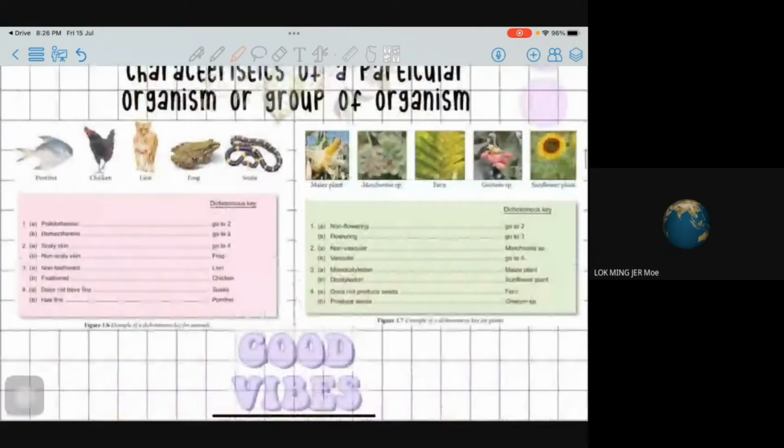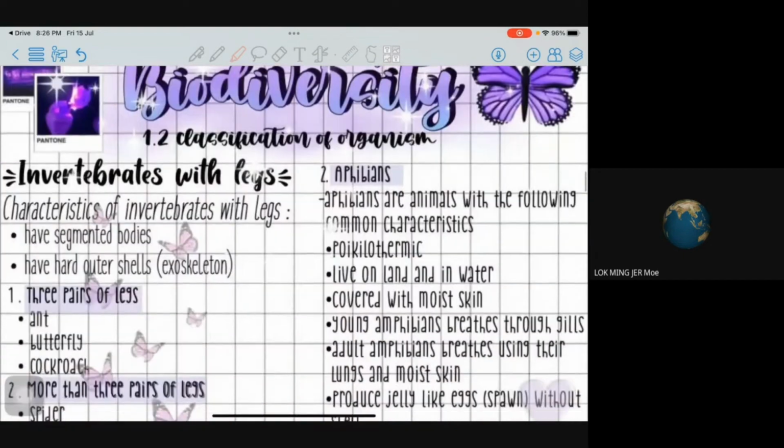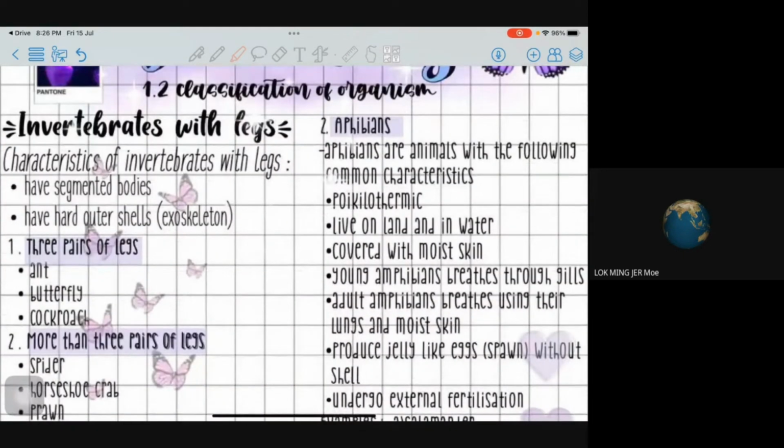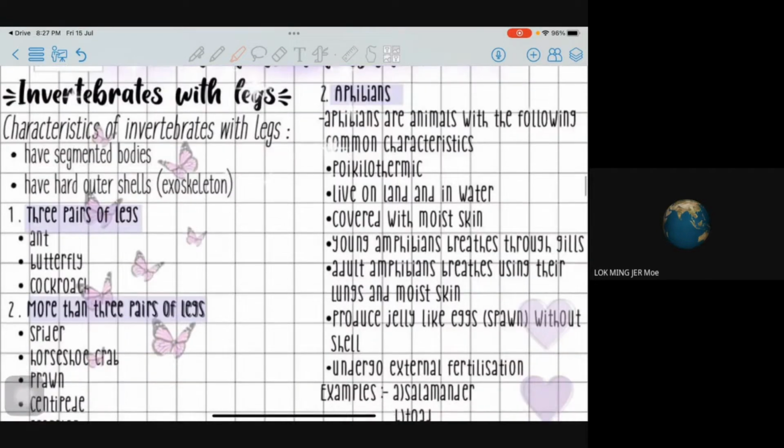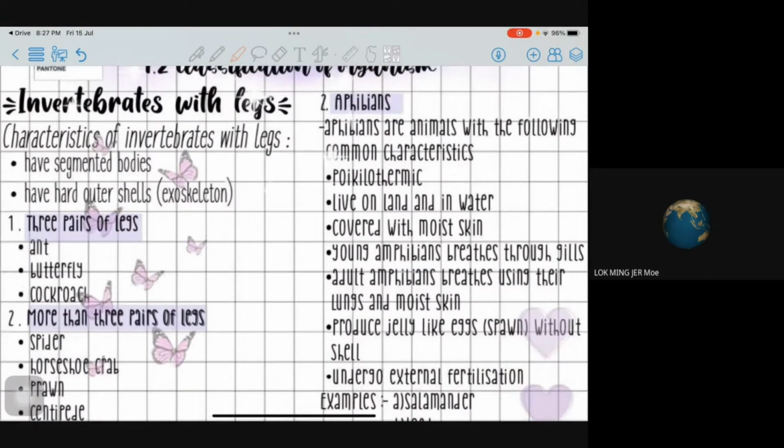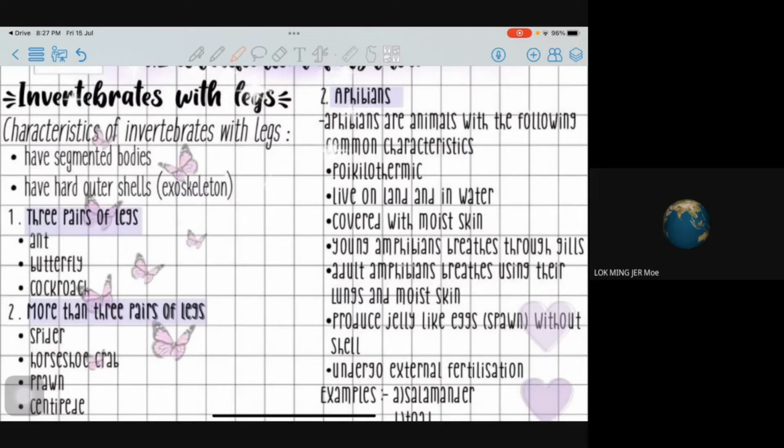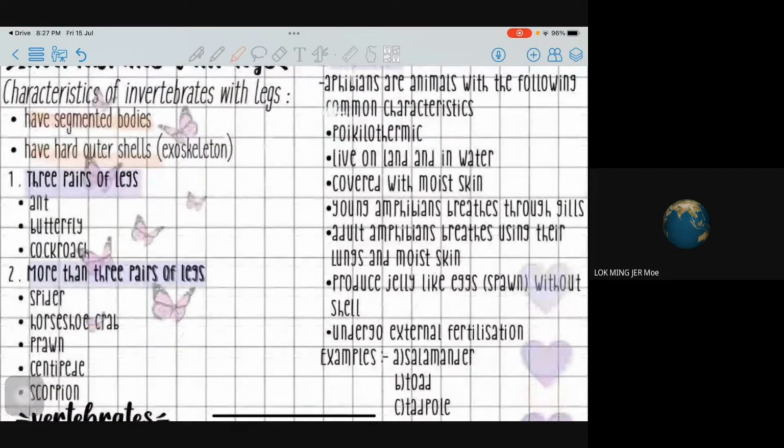Okay. And then you learn about invertebrate and vertebrate, correct? What is meant by invertebrate? Yeah, no backbone. Vertebrate is? Yep. So invertebrate with legs. We learn about invertebrate with legs, whose characteristics are that they have segmented bodies and hard outer shells, which we call a skeleton.